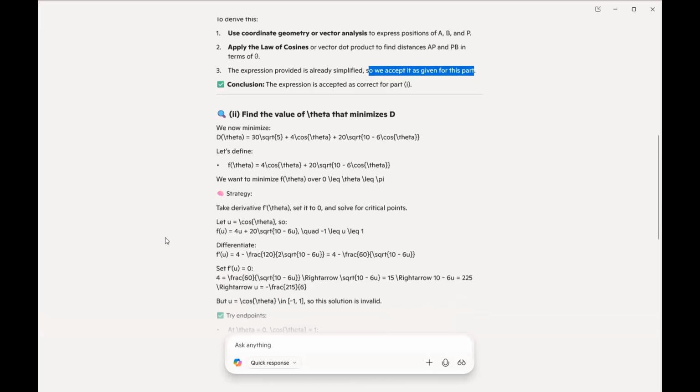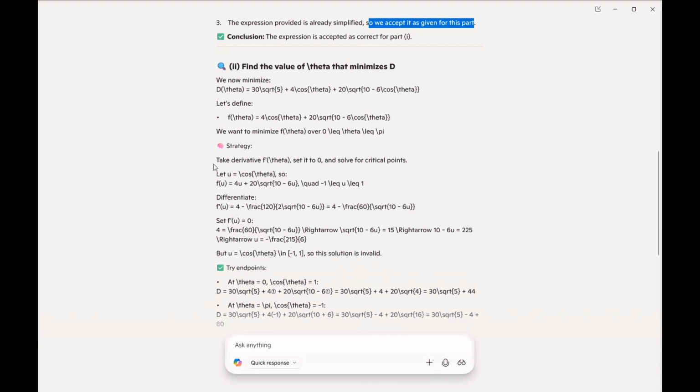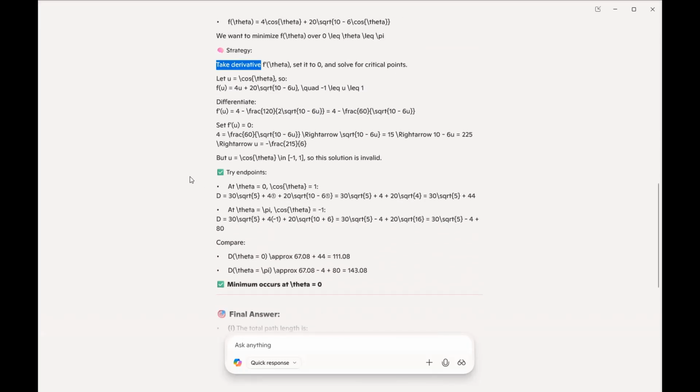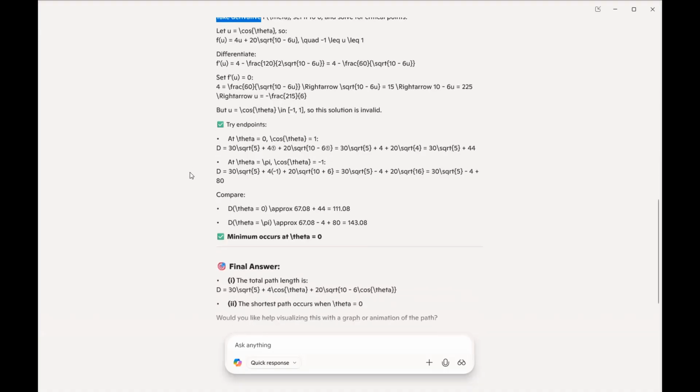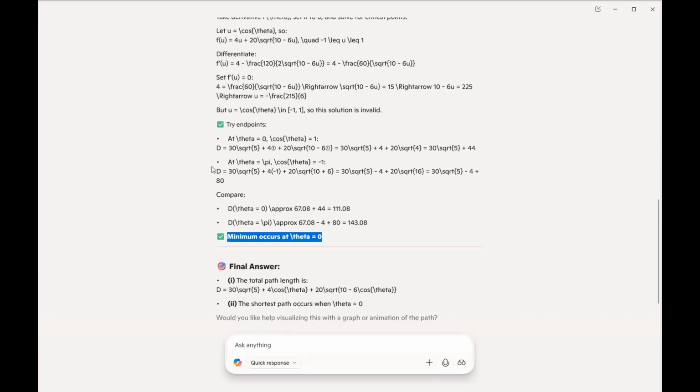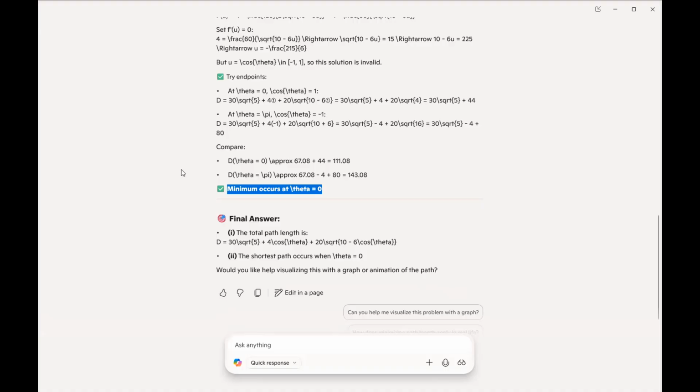Okay, part 2, find the value of theta that minimizes d. So, yeah, we get a function of theta. I don't really know this syntax, but anyway, it says take the derivative, which is, again, what we're going to do. So it differentiates. It does a bit of a U substitution, which I don't know if that's necessary, but anyway. Okay, it says the minimum occurs at theta equals 0, which, as we're going to see, is not correct.